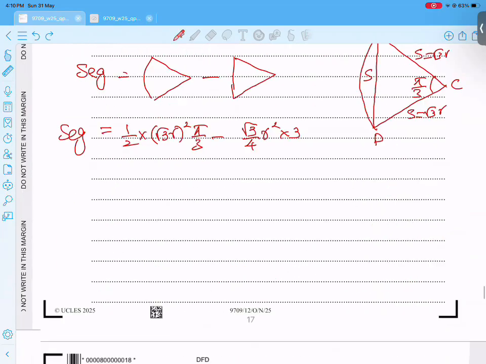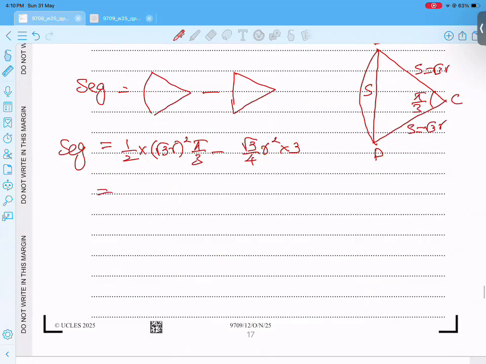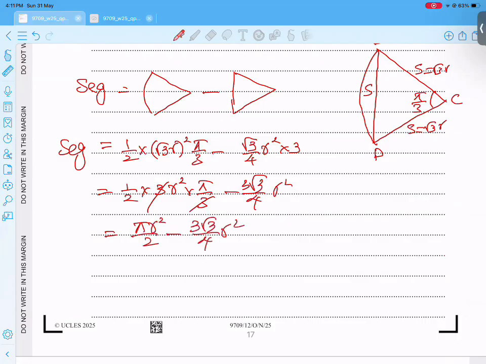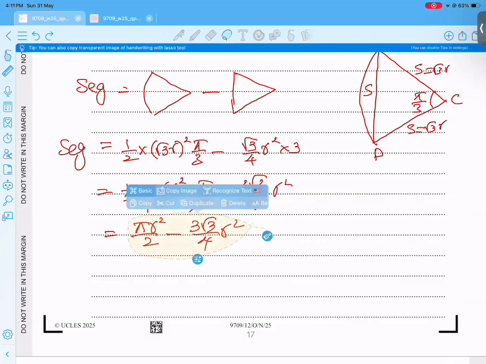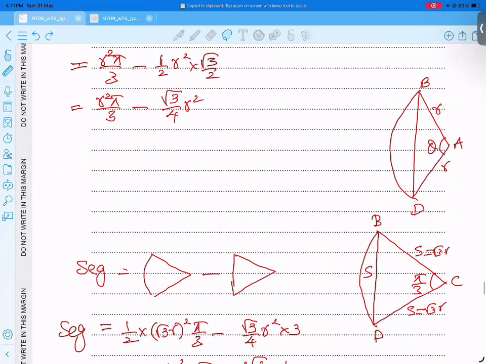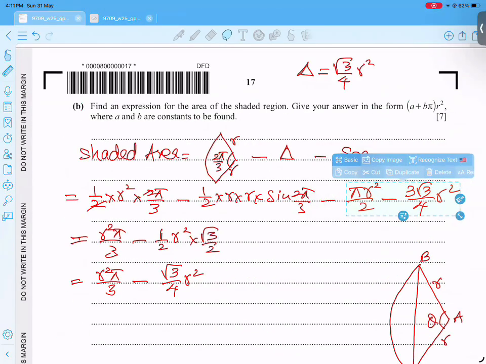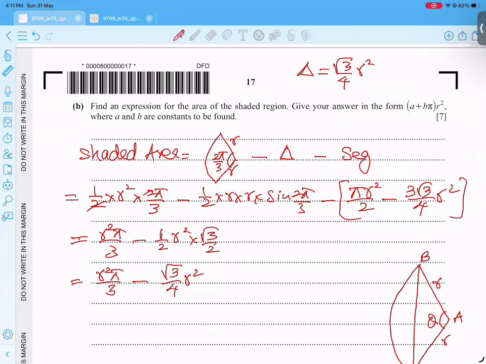So first of all, I'll simplify as much as possible. Half, so 3 r square into pi over 3, and root 3 over 4 r square. Cancel, I'm getting 2, so I'm getting here pi r square over 2 minus 3 root 3 over 4 r square. So this value I'm going to copy on the top. I'm copying from here and pasting here. But put it in brackets, otherwise there is a lot of risk.